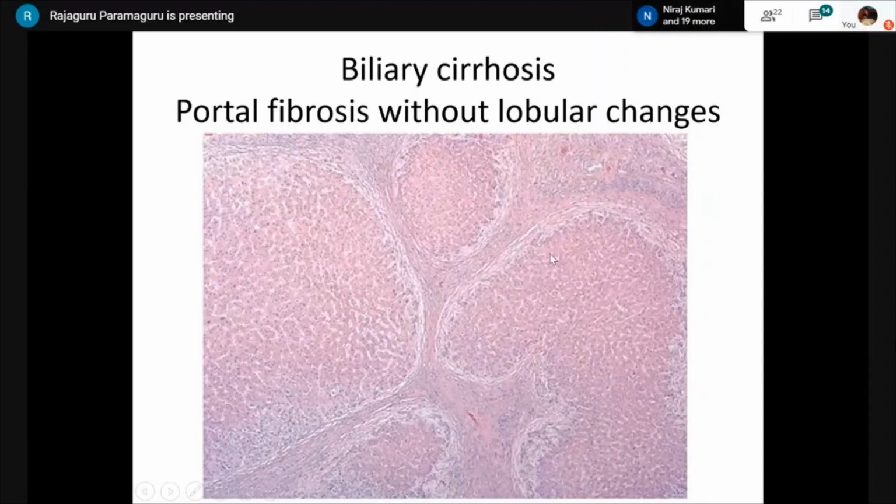And another feature is called the halo effect, where you see this clear demarcation around this nodule, a pale whitish demarcation is seen over here. So this is formed by edema and ductal reaction, which is classic for a biliary type of cirrhosis.